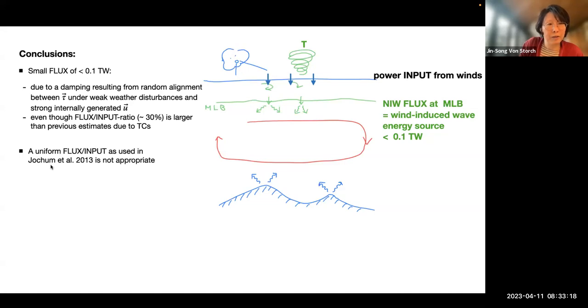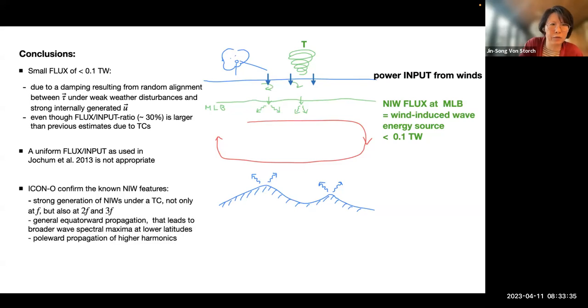And then we show that this flux to input ratio is latitude dependent. Actually, it depends also on the mixed layer depth. And this is useful information that can be used to parameterize the wave energy source at the surface.